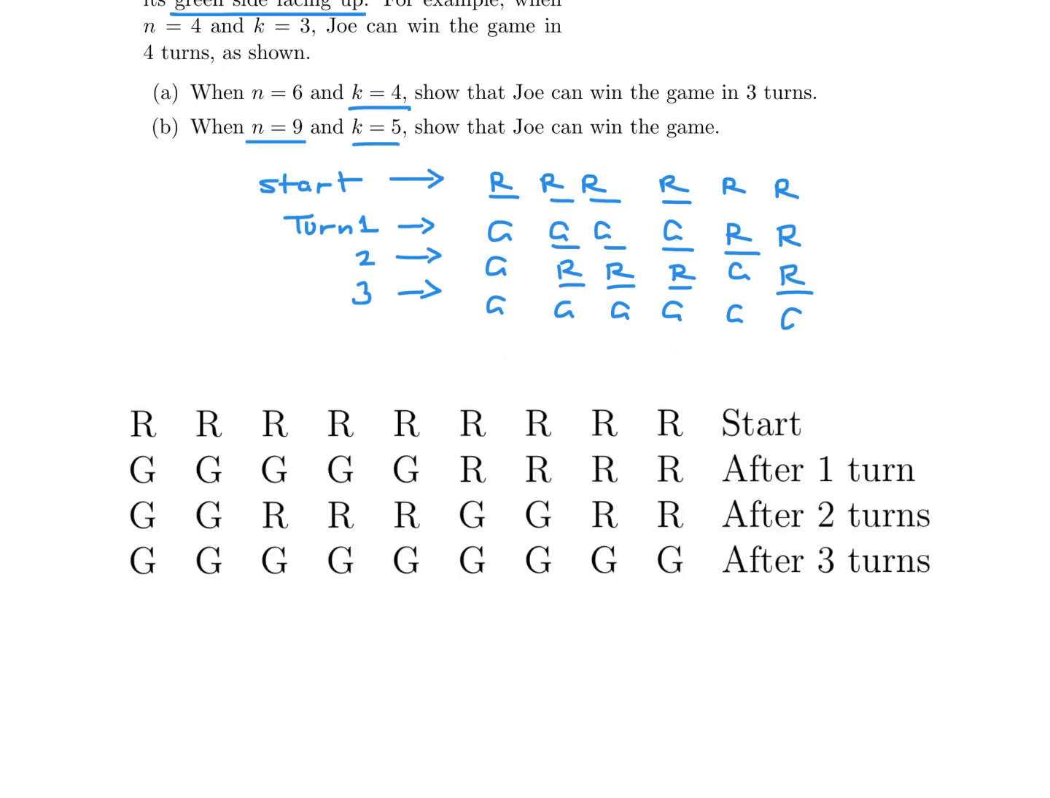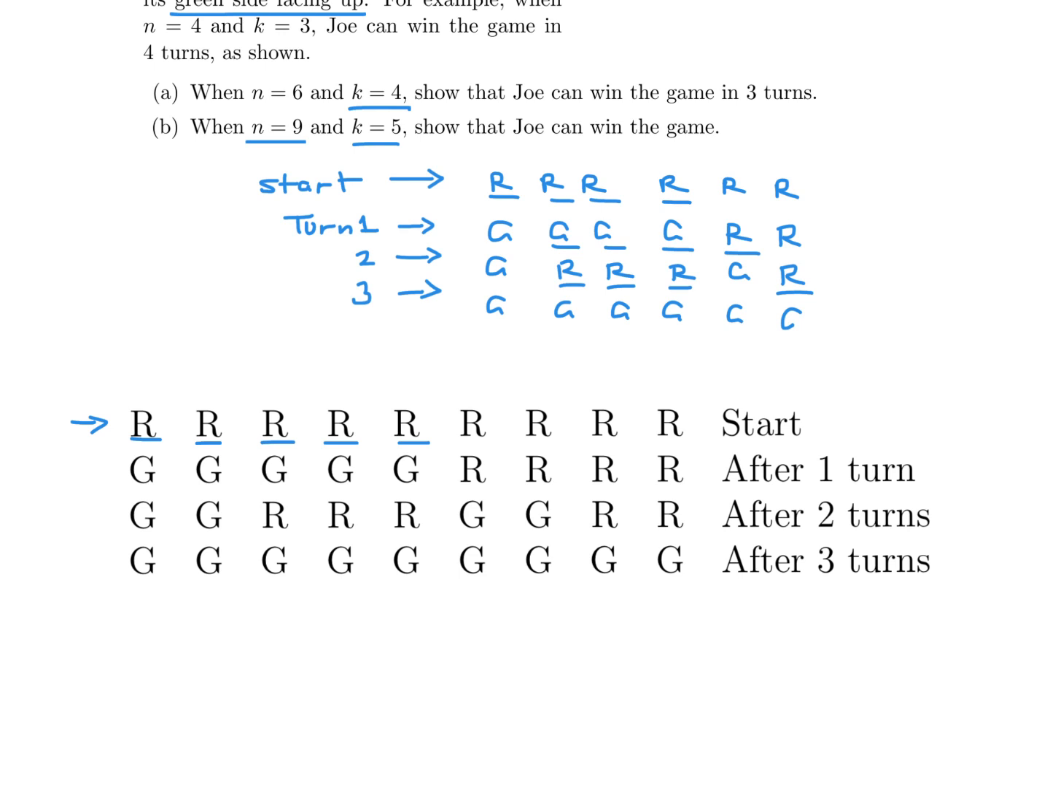And this is basically the story about how Joe can win. I'll explain it to you. Initially he starts with 9, right? This is 9 cards. And initially they are flipping over 5, so they're going to flip over these 5, and that's why they turn to G.